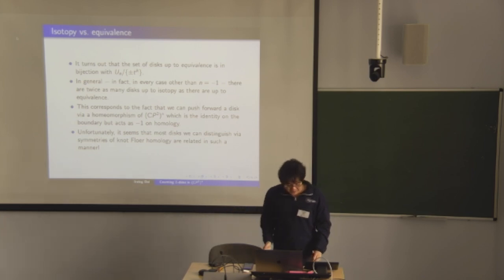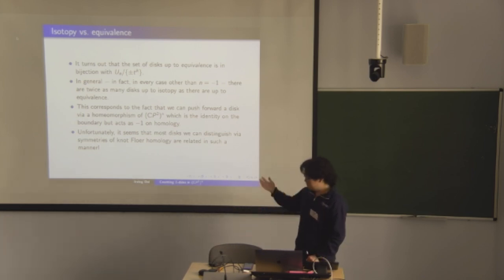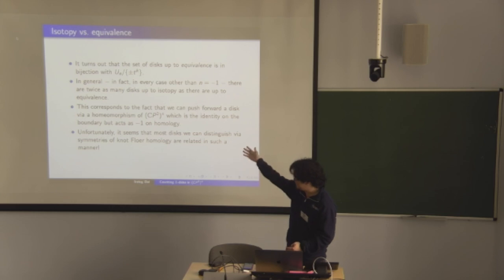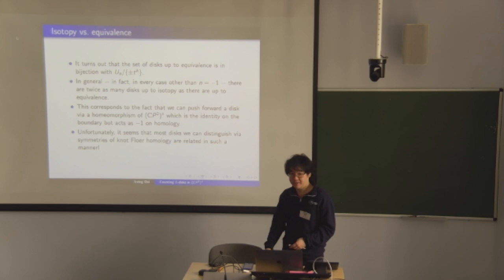Indeed, unfortunately, the examples that we've tried so far have this sort of defect: the things that you can distinguish using the smooth invariants are precisely the ones that are related by a homeomorphism of CP2, which does not appear to be topologically isotopic to the identity. So we probably don't expect that the disks are topologically the same.